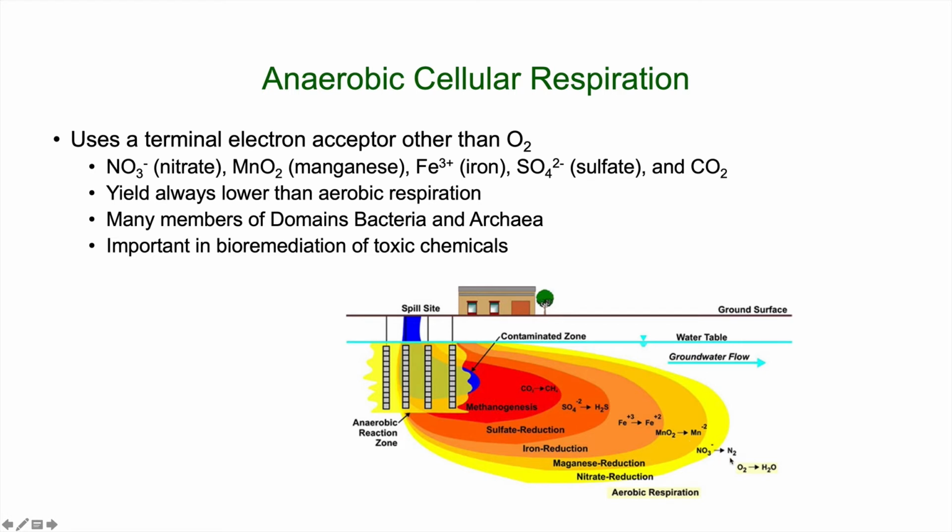They can use manganese and convert it from manganese oxide to manganese. They can use iron 3 and convert it to iron 2, different charge. They can take sulfate, convert it to dihydrogen sulfide. They can take CO2 and convert it to methane. And the order this is going to occur is shown.